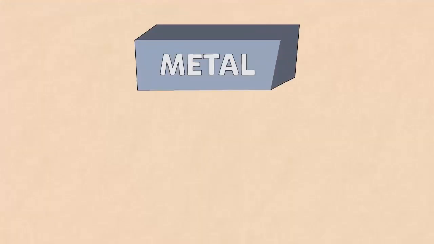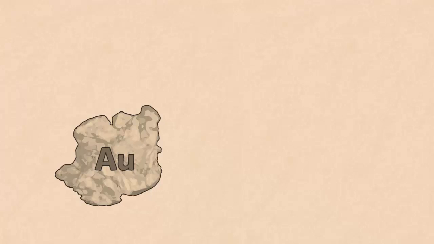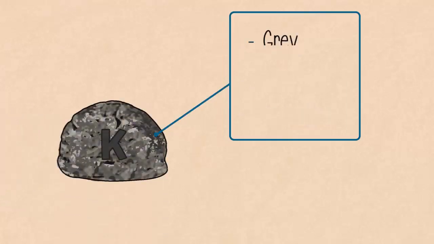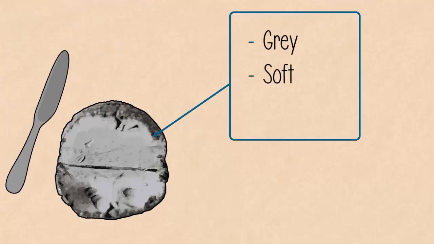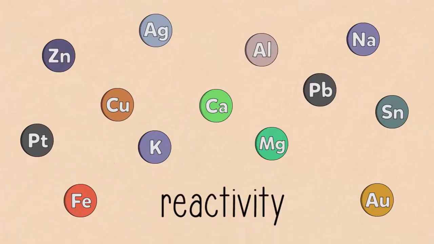Metals can vary greatly from one another in terms of their appearance, properties, uses, and reactivity. Gold, as an example, is yellow, relatively hard, and very unreactive. Potassium, on the other hand, is gray, relatively soft, and reacts vigorously with oxygen and water. We can actually organize these metals according to their reactivity.